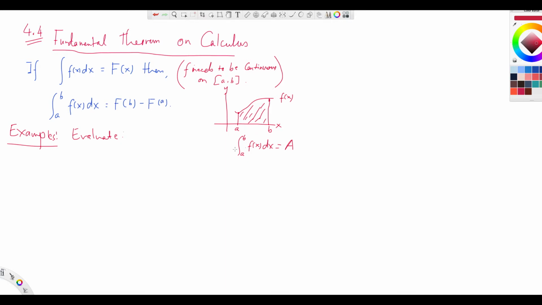But what is the definite integral? The definite integral is the one that has the limits of integration a through b. All right, so let us take some examples and then things will get clear.